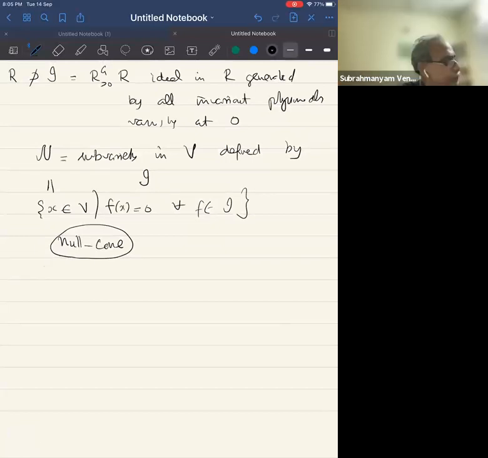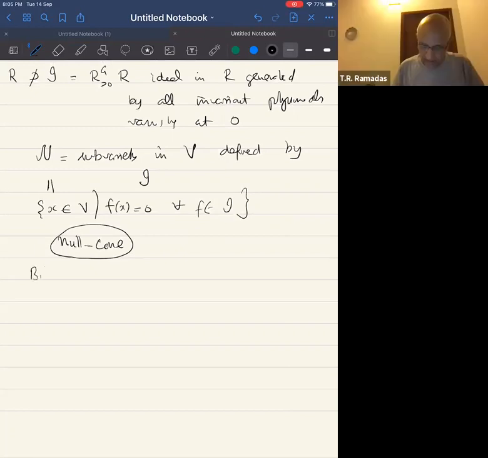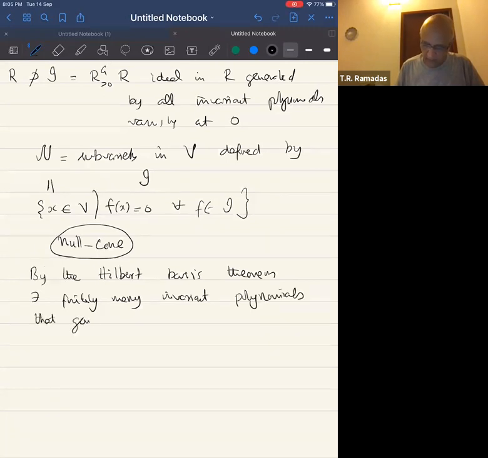Very good. Now, by the Hilbert basis theorem, there exist finitely many invariant polynomials that generate I. And in fact, if finitely many invariant polynomials generate I, you can take their homogeneous components and they will also generate I. So I can even say finitely many invariant homogeneous polynomials.